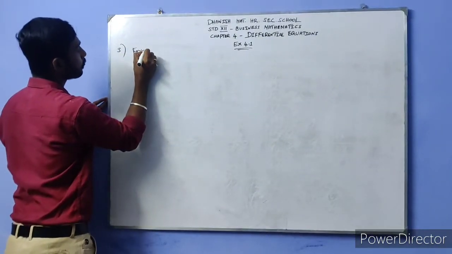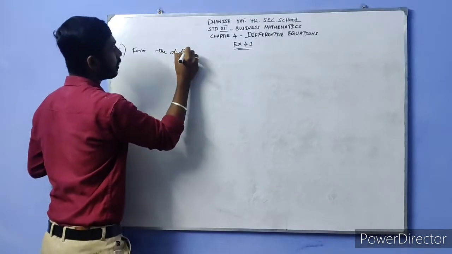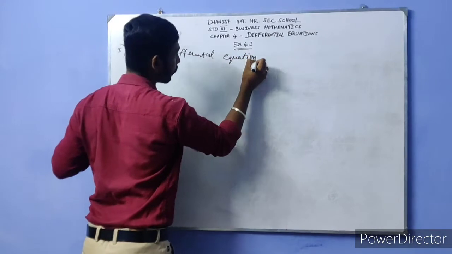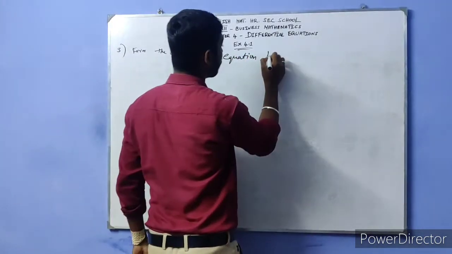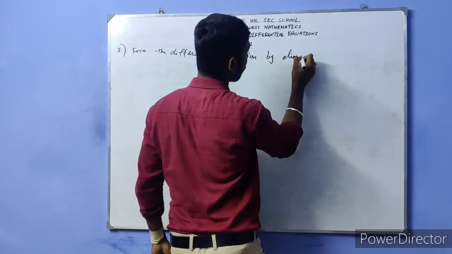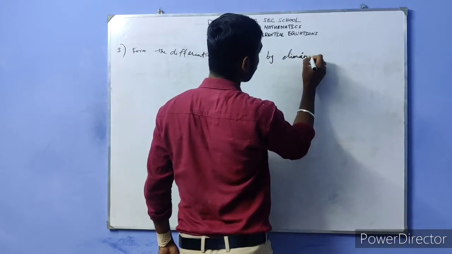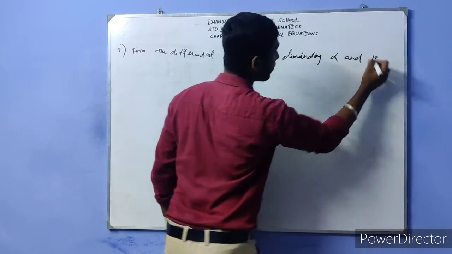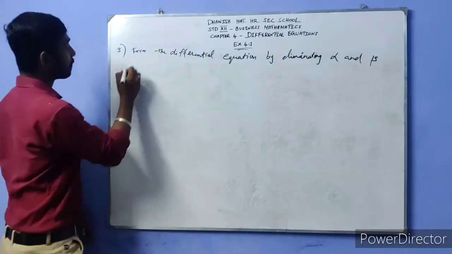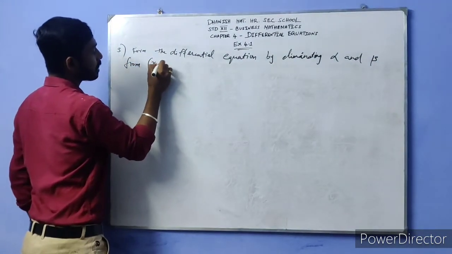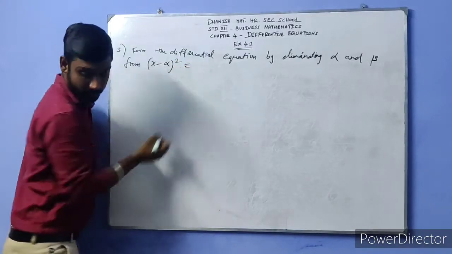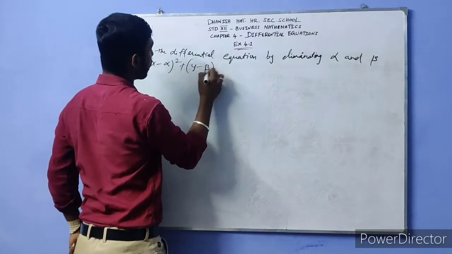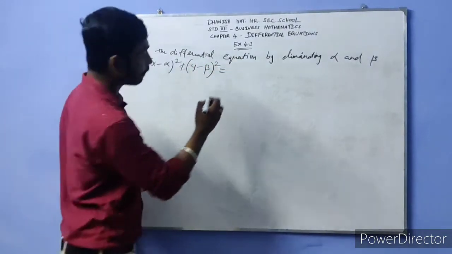Form the differential equation by eliminating alpha and beta from (x minus alpha) whole square plus (y minus beta) whole square equal to r square.